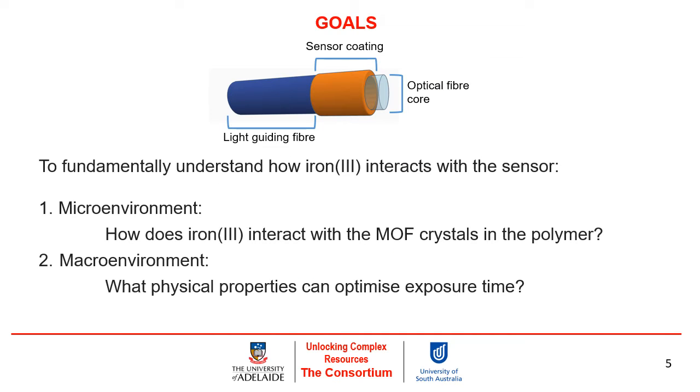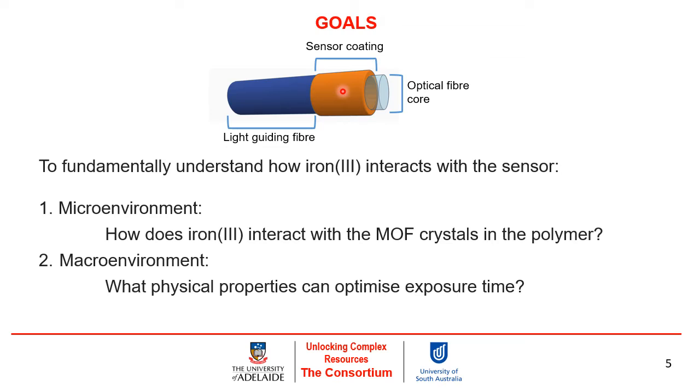We want to understand how iron 3 interacts with the sensor. We look at this in two parts. In the microenvironment, we look at iron 3 interacting with the crystals in the polymer, because this interaction is what affects the changes in luminescence. Then we ask the question, how does iron 3 interact with the MOF crystals in the polymer?